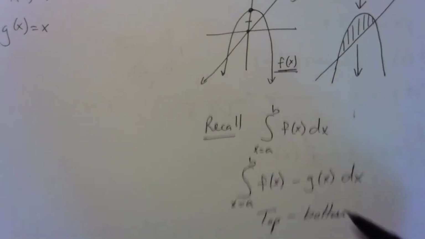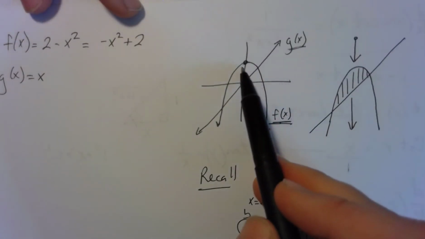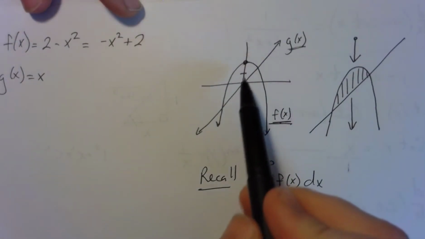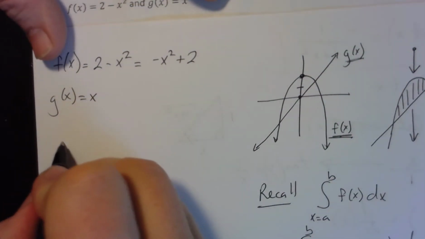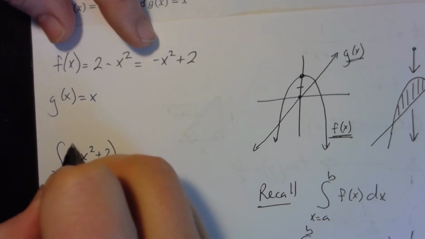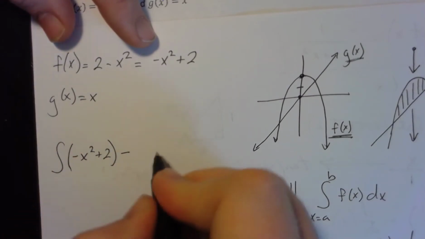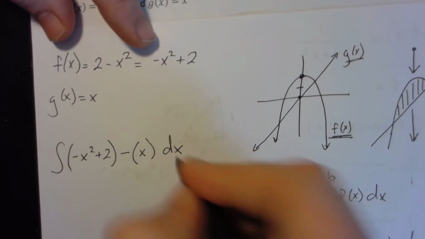So, looking at this particular setup of the integral, where f is on top and g is on the bottom for this region, my integral is going to be the integral of the f function, negative x squared plus 2. I'm going to throw that in parentheses so I don't make any silly mistakes, minus the g function, the function that's on the bottom. Again, I'm going to throw that in parentheses so I don't make any silly mistakes, dx.